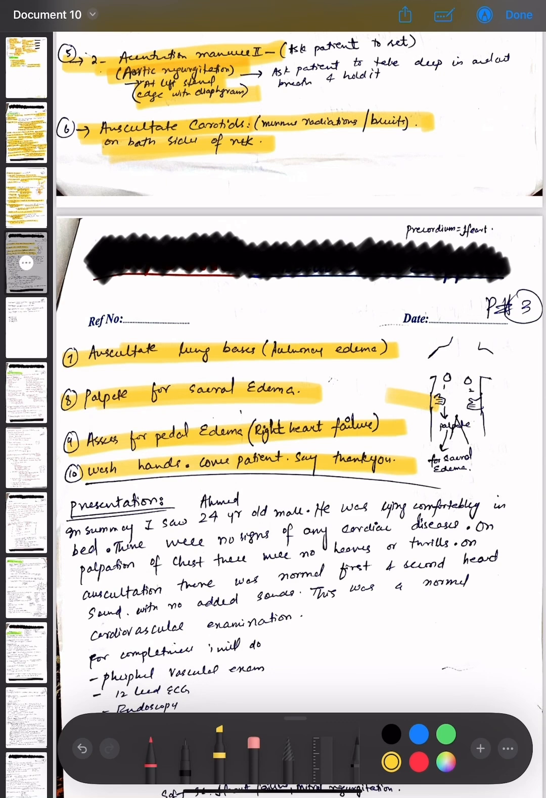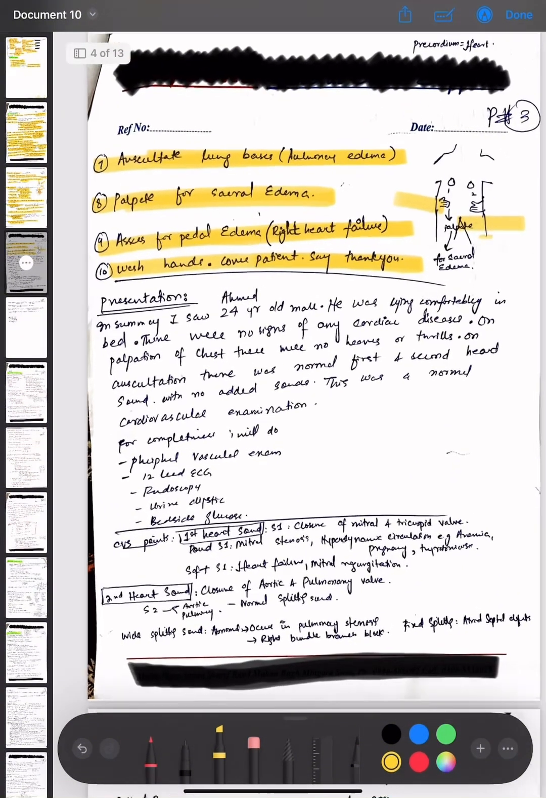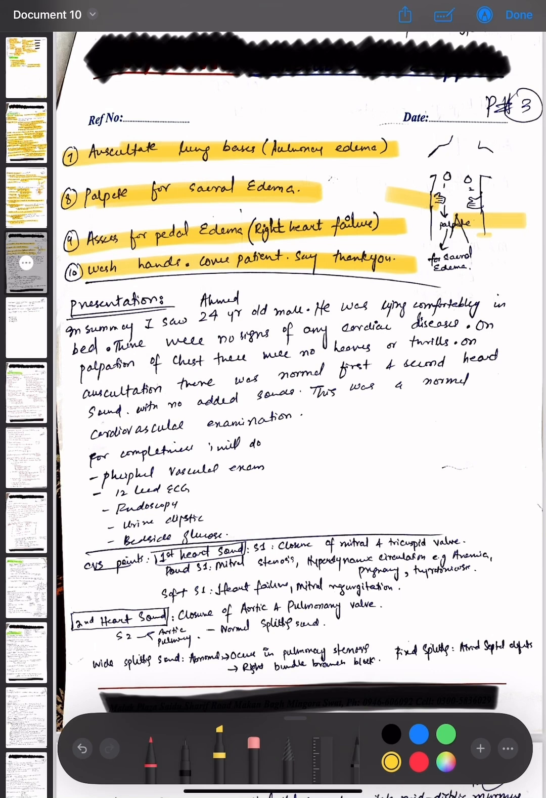And for sacral edema, this place is palpated, and then for pedal edema, the feet are palpated, and then at the end we have to wash our hands and cover the patient. After performing the examination, we will present our case like this.